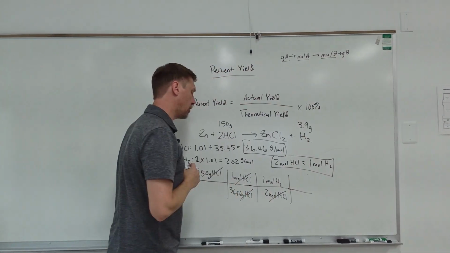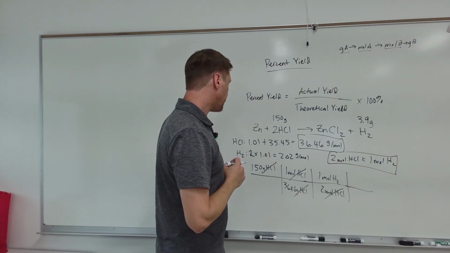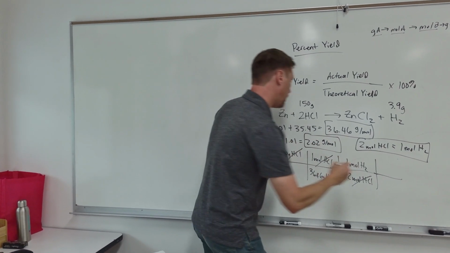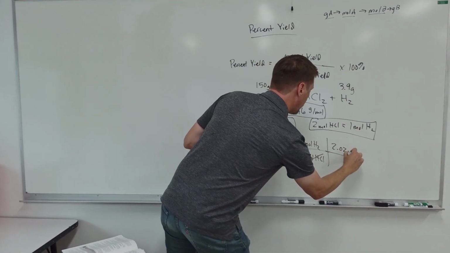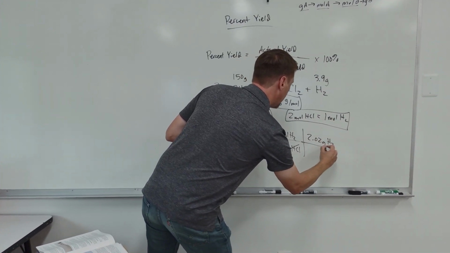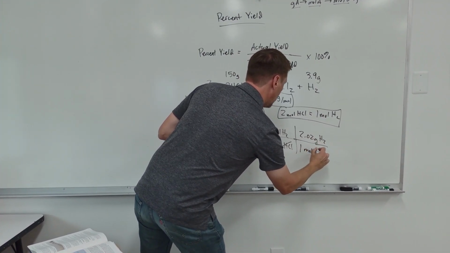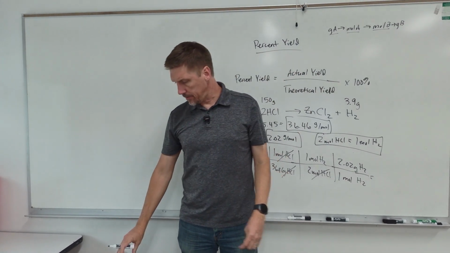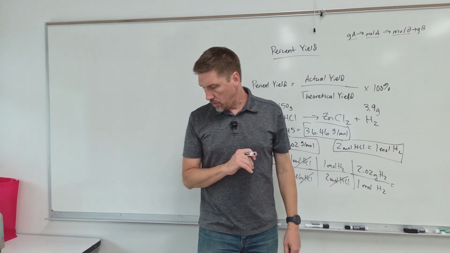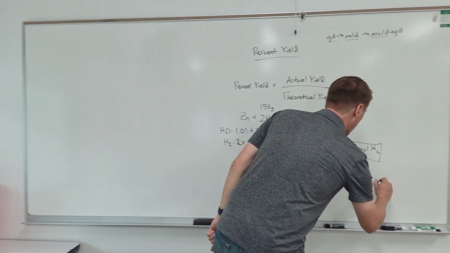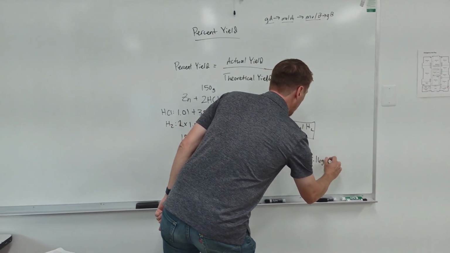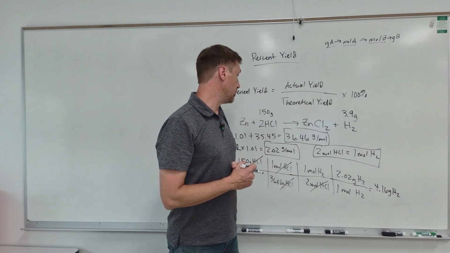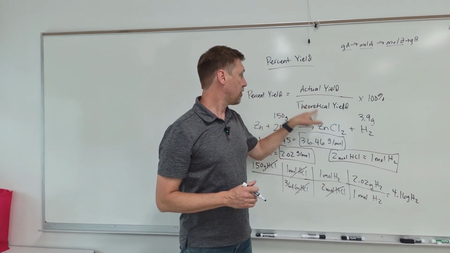Finally, we want to figure out the grams of substance B. And so we're going to use this relationship. We know that there are 2.02 grams of H2 in 1 mole of H2. All right. So that's the value we're going to plug in our calculator. And when we do that, we're going to get 4.16 grams of H2. That's how much hydrogen gas we should have been able to produce, right? And so that is our theoretical yield.